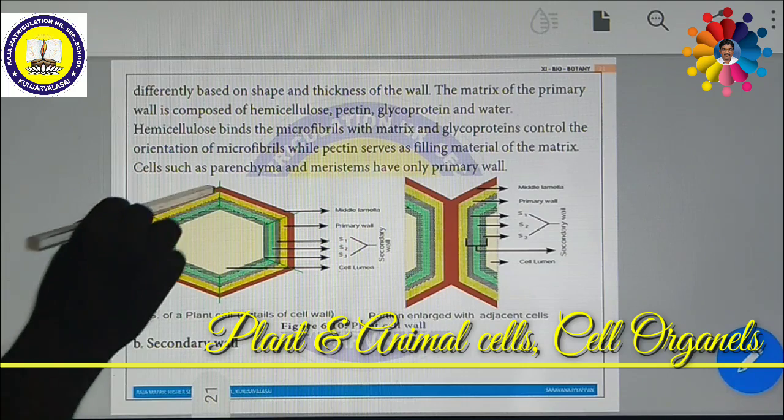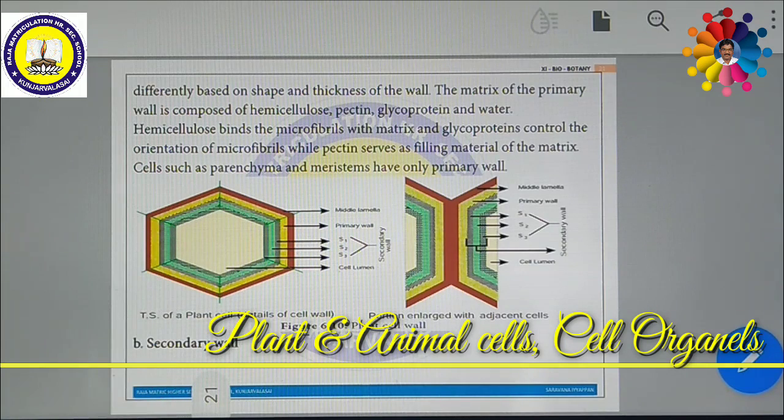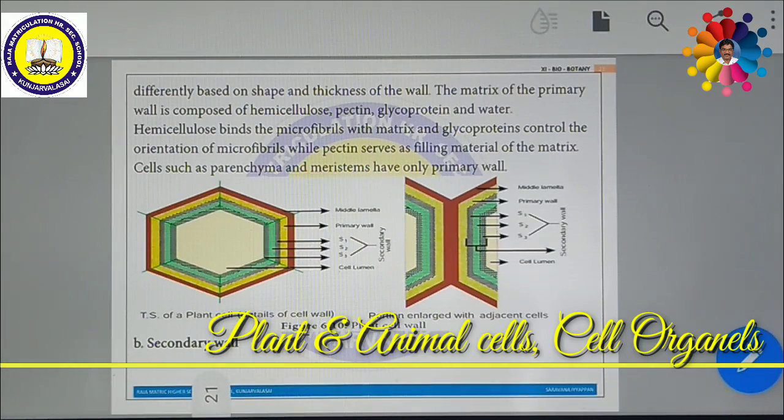Now we shall see the middle lamellae. The middle lamellae is formed during cell division. It is the outermost layer of the cell, made up of calcium and magnesium pectate deposited at the time of cytokinesis during cell division. Cytokinesis means the cytoplasm is divided during cell division. It is a thin amorphous layer which cements adjacent cells. So the two adjacent cells are cemented by this amorphous material of the middle lamellae.